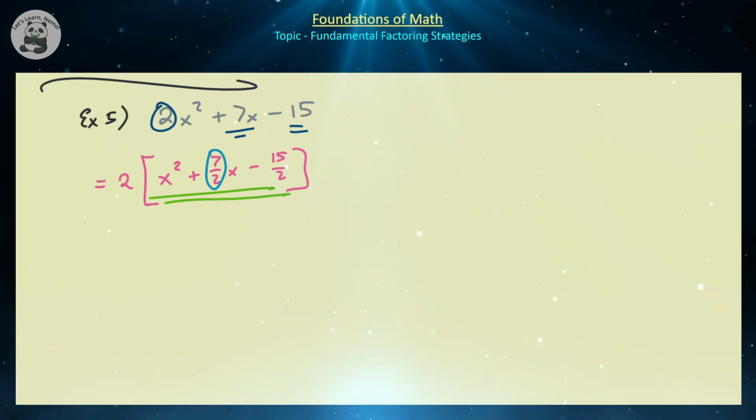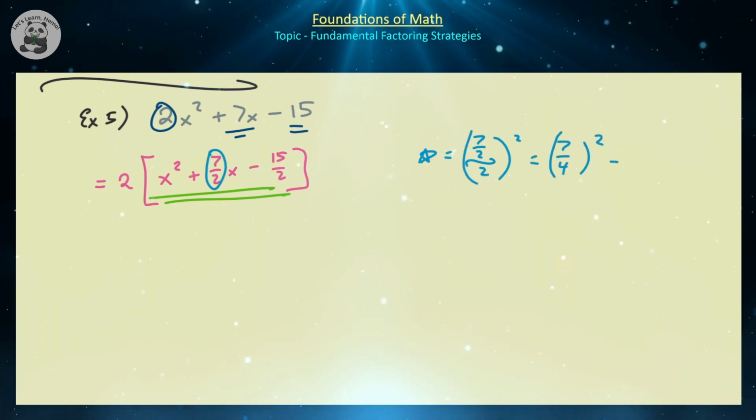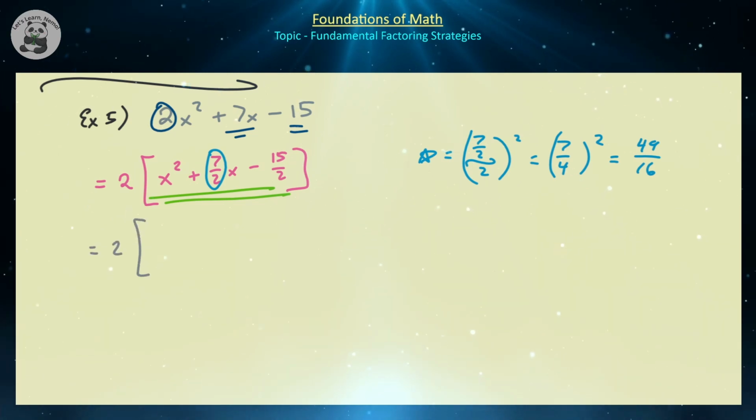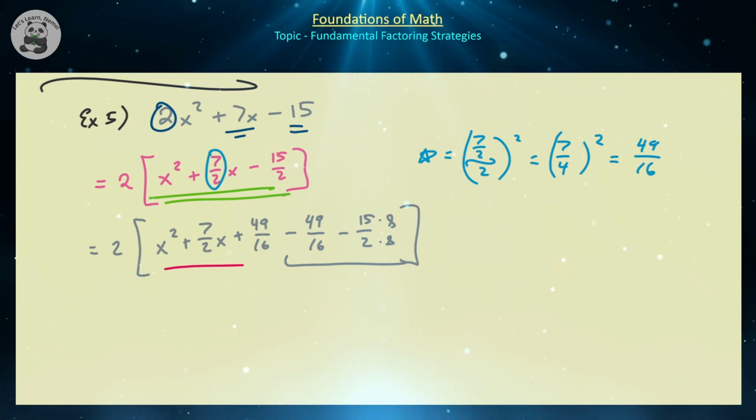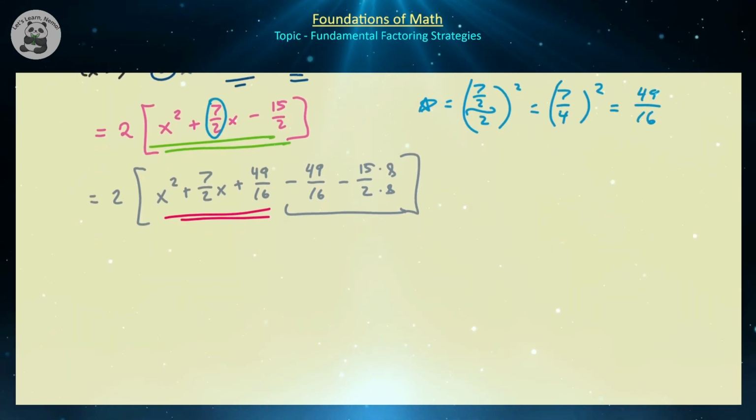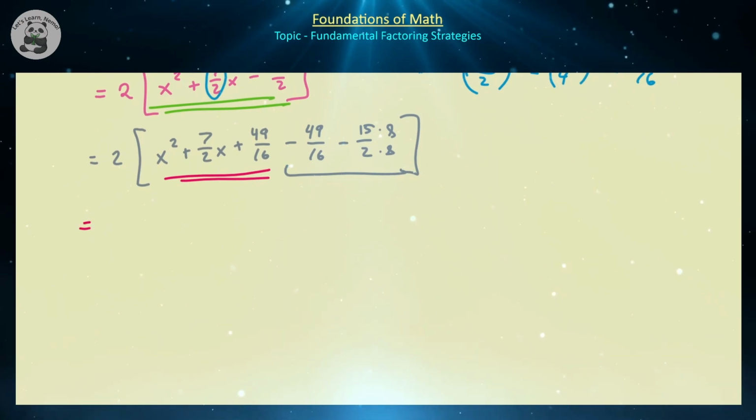So there's my number in front of x, so that means that number in front of x divided by 2 squared, which is the same as 7 fourths squared, which you know is 49 over 16, right? So this is going to be equal to 2 times x squared plus 7 halves x plus 49 over 16 minus 49 over 16 minus 15 over 2 times 8 times 8 to get a common denominator for those last two terms. And now I'm going to factor these first three terms out.